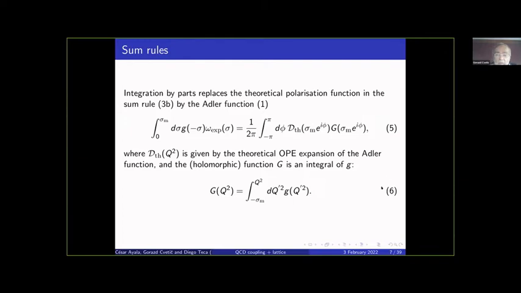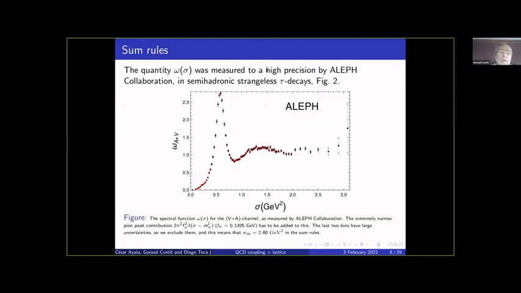Now the spectral function, which is the imaginary part of the correlator, is given by Aleph. Now in the last two bins, there are strong uncertainties, as already mentioned by Antonio Pich. So we cut them off. Our sigma maximum will be here, 2.8 GeV squared. Of course, here we have m tau squared, which is 3.1 GeV squared, but 2.8.